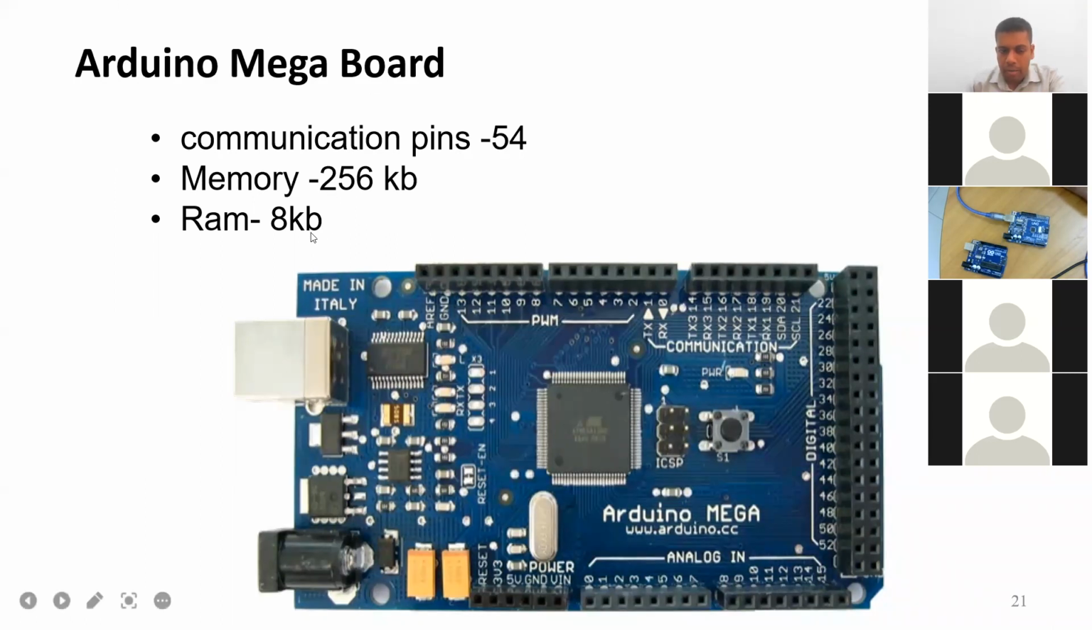And it includes more memory, like 256 kilobytes, and 8K RAM also. It's a very large RAM and flash memory. Then you can write one very large program there. We can write a large program and upload it to this. For a main thing like robot control, if we want to control a robot, we can write a very large program, upload it there, and run it.